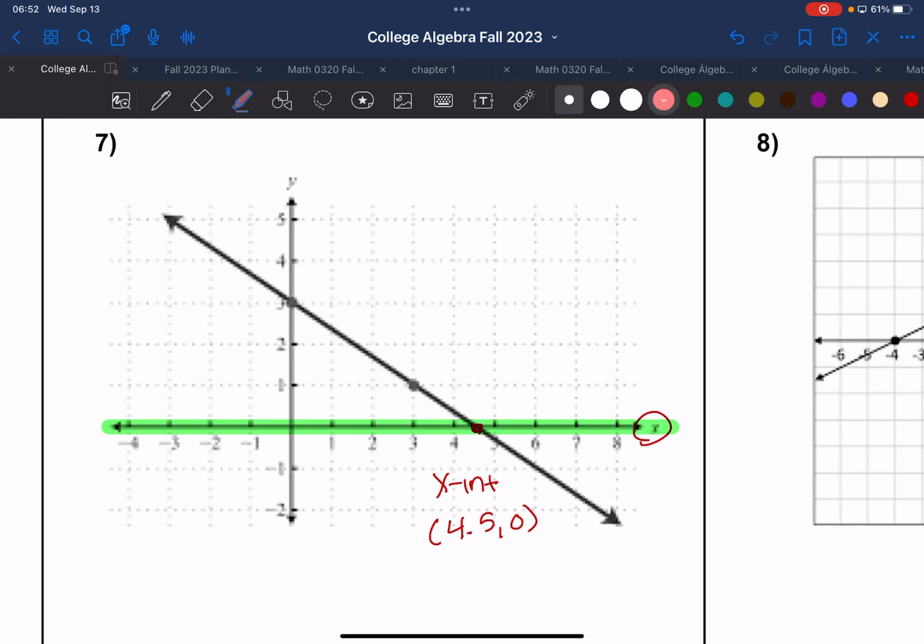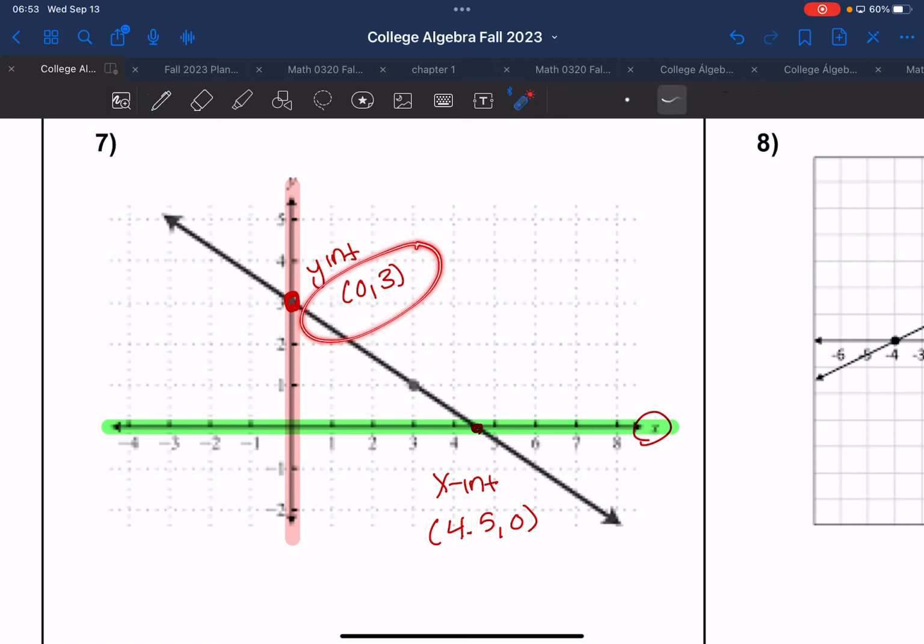So now looking at the y-axis, what is our y-intercept? 3 right here, because that's where it crosses. Okay, so how would we write that point? Good. So the y-intercept, 0, 3. When you are being asked, what is the x-intercept? What is the y-intercept? Your answer is always going to be in the form of a point. Okay? Always the form of the point.